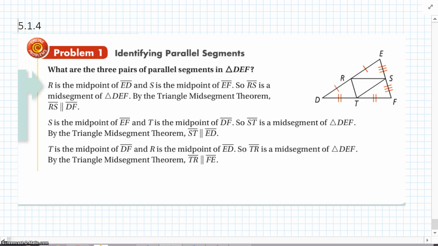Identifying parallel segments. What are the three pairs of parallel segments? RS is parallel to DF because we know RS is a mid-segment. DE is parallel to TS because TS is a mid-segment. And RT is parallel to EF because of mid-segments. So by mid-segments, we're able to find three sets of parallel segments.